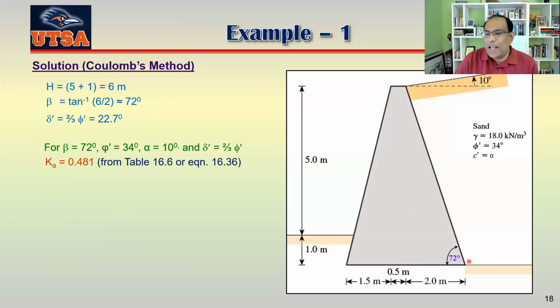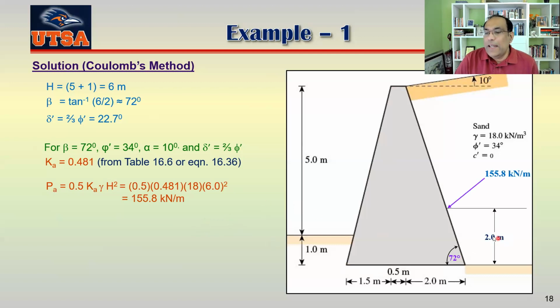And whatever the height from here to here, it doesn't matter. The height of the wall would always be equal to this height. Like here is 5 plus 1, 6, okay? So let me show that one here. Your PA would be equal to 0.5 Ka gamma H square, that's your gamma, and H is always equal to from here to here. You don't have to add this one here for Coulomb's method.